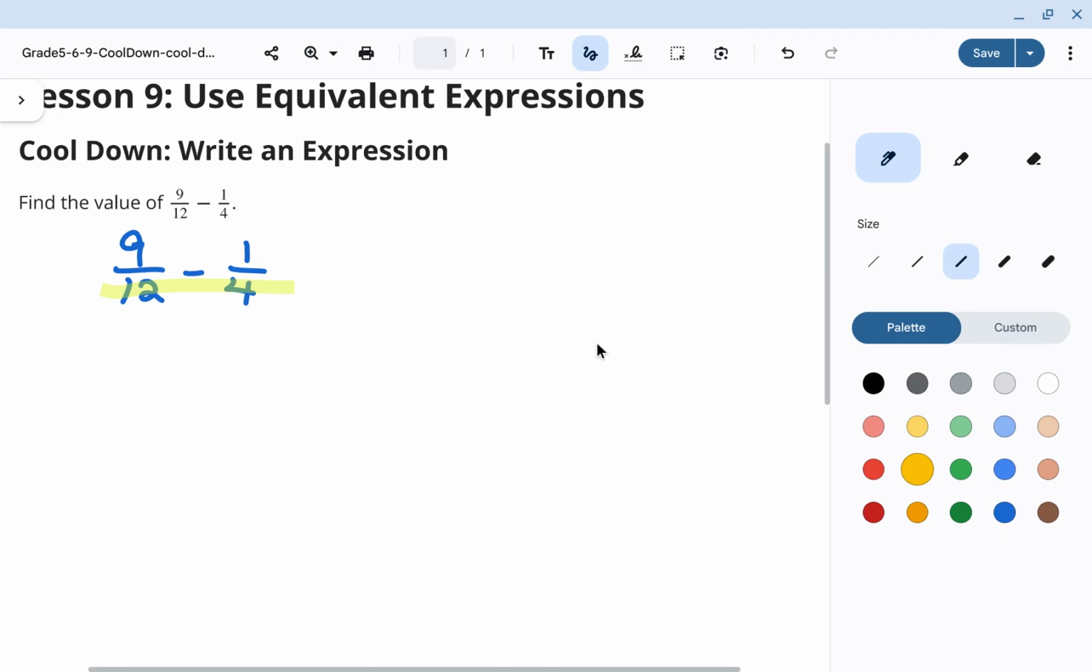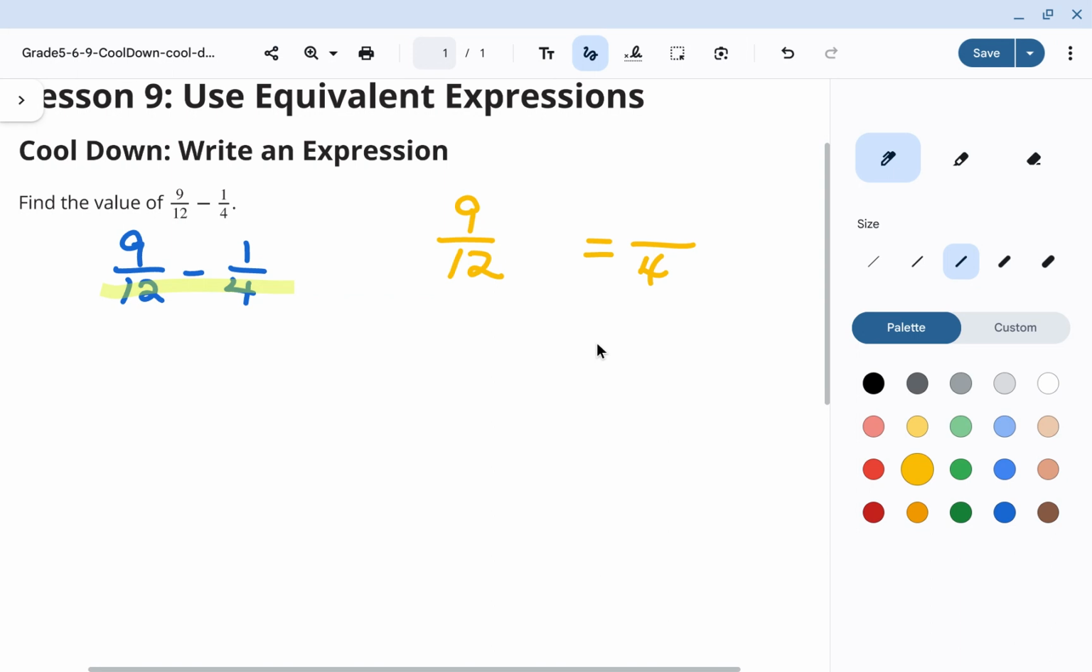Well, the first thing I notice is that 9/12 can be simplified to an equivalent fraction that also has a denominator of 4. So 9/12 can turn into an equivalent fraction that has a denominator of 4. And what will that be?